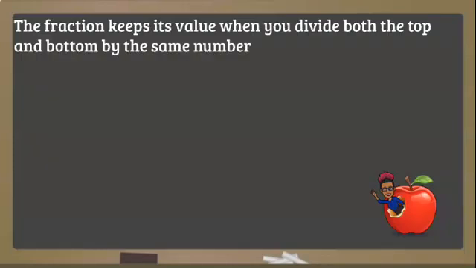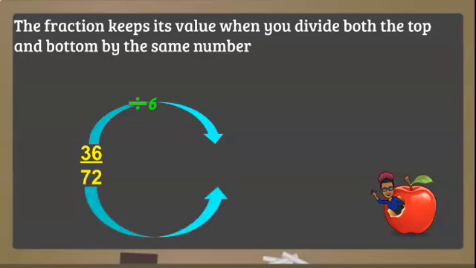The fraction keeps its value when you divide. So here we can also divide both the top and bottom by the same number. Here we have 36 over 72. We're going to divide our numerator and denominator by the same number. 36 we are going to divide by 6, so we also have to divide our denominator 72 by 6. 36 divided by 6 gives us 6, and 72 divided by 6 gives us 12. Our equivalent fraction here is 6/12.